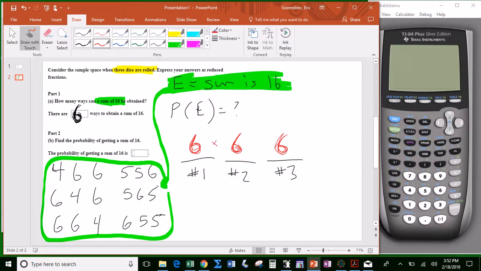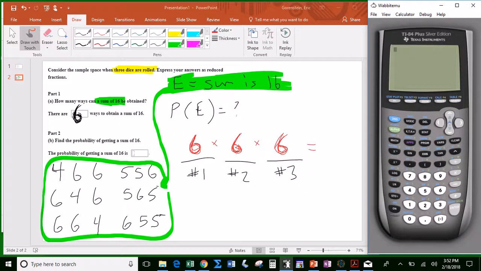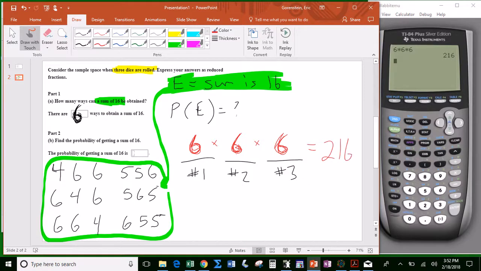The fundamental counting rule says we multiply these out: 6 options for position 1, 6 for position 2, 6 for position 3. So the total number of sequences of 3 numbers where each number is a 1 through a 6 is 6 times 6 times 6, which is 216. So the probability of rolling a 16, the probability of our event, should be 6 out of 216.